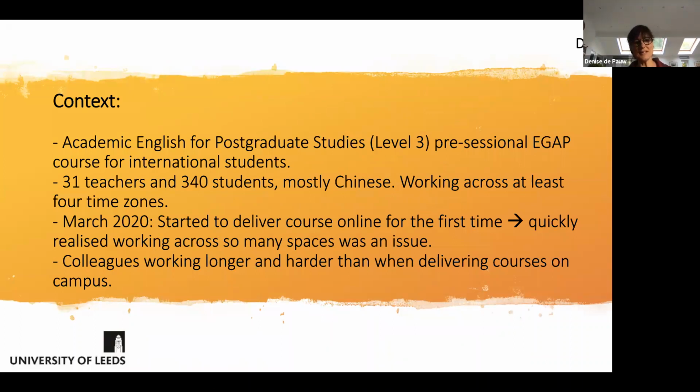Earlier this year, Jane and I were module leaders on an academic English for postgraduate studies level 3 pre-sessional English for general academic purposes course for international students. It was a really large course. There were 31 teachers, many of whom were part-time, and 340 students, mostly Chinese, with a hefty contribution from the Gulf states as well. And we found ourselves working across at least 4 time zones if we thought about where staff were as well as where students were.